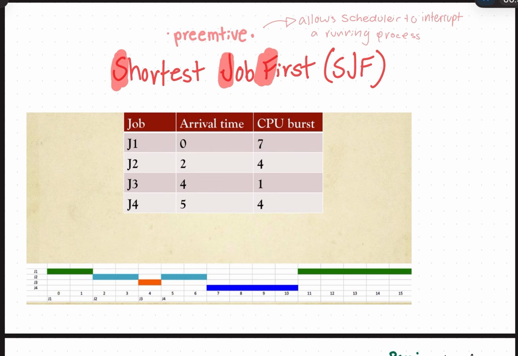Now J3 finishes, so we go back to J2 since now it has the shortest. We'll finish that out, and then we'll move to J4 over here, which just goes to show that the scheduler is always choosing the job with the shortest remaining time.